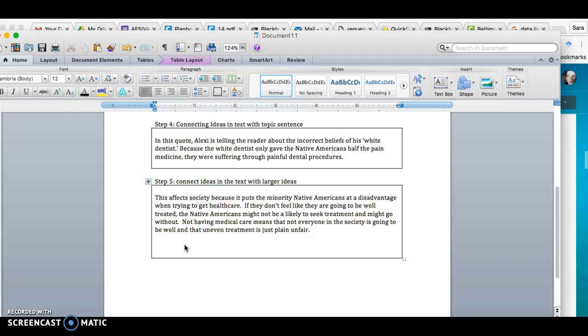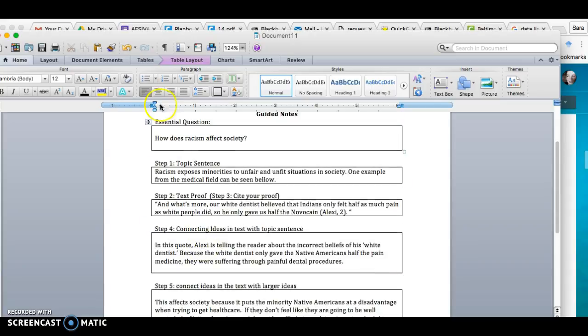So what have I done here? So this says, this affects society because it puts the minority Native Americans at a disadvantage when trying to get health care. If they don't feel like they're going to be well treated, the Native Americans might not be as likely to seek treatment and might go without. Not having medical care means that not everyone in society is going to be well, and that uneven treatment is just plain unfair. So you see here, I've connected it back to this idea of how does racism affect society.